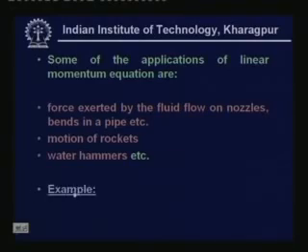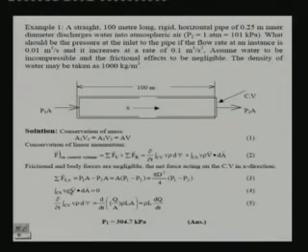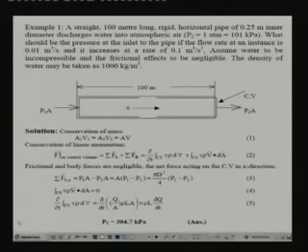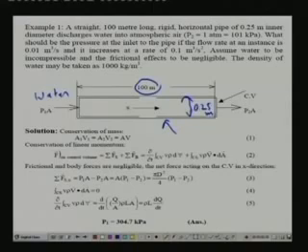Now let me give an example of the application of linear momentum equation. This is a very simple example. Let me read the problem. We have here a straight rigid 100-meter long pipe through which water flows, and it has a diameter of 0.25 meter. Okay, so diameter of the pipe is 0.25 meter. It is rigid, it is horizontal, and it is 100-meter long.